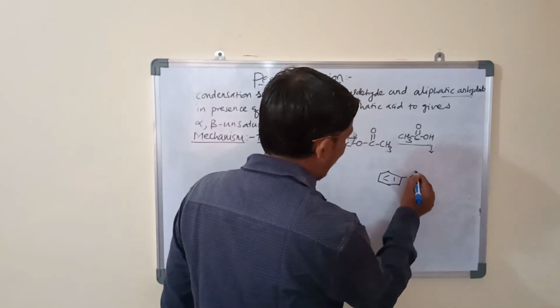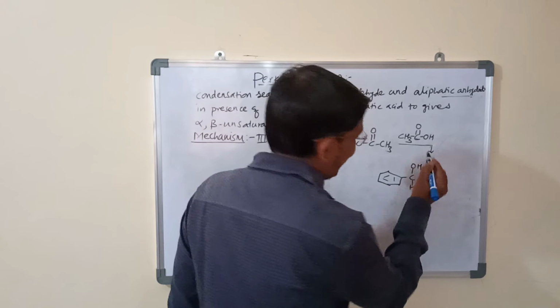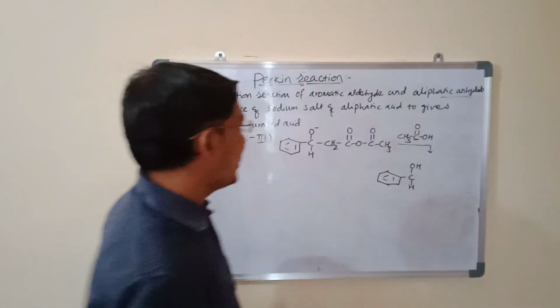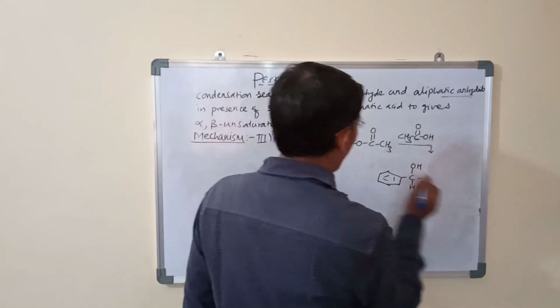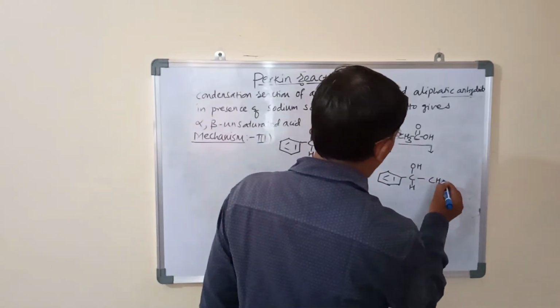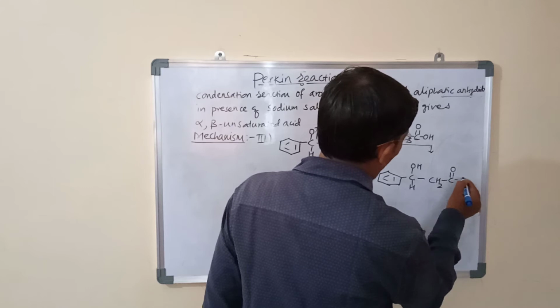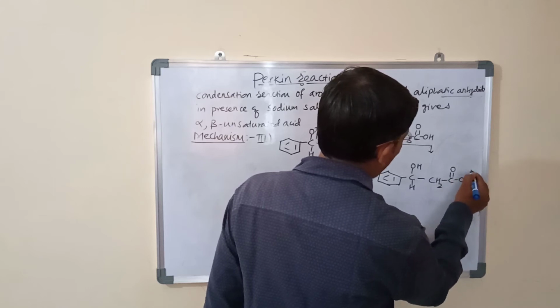Now the negative charge takes the proton and here it becomes CH, now OH. See here, OH, CH2, C double bond O, OCO, CH3.